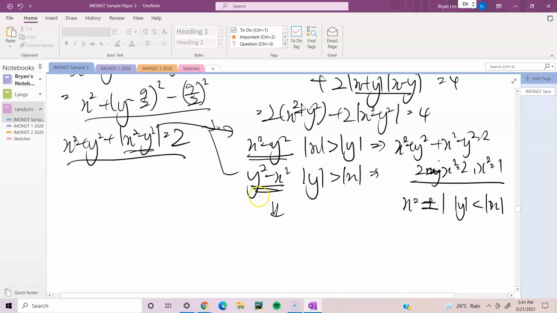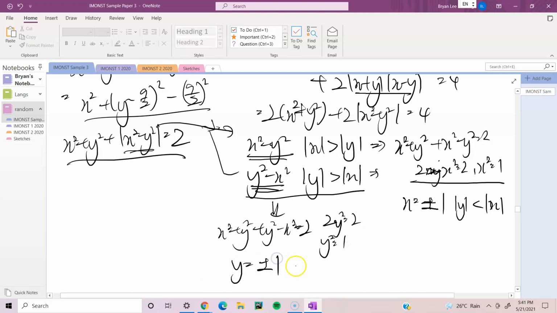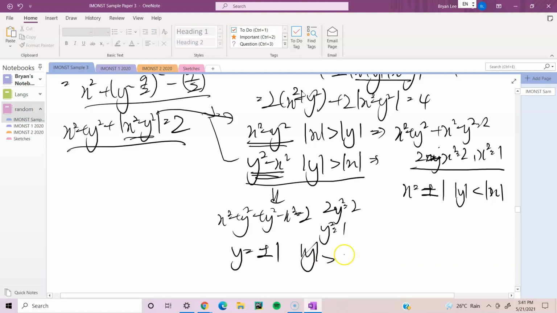And then the second one. If the absolute value of x squared minus y squared equals y squared minus x squared, it will give us x squared plus y squared minus x squared equals 2, which would give us 2y squared equals 2, y squared equals 1, then again y equals positive or negative 1. This time the absolute value of y, which is 1, is larger than the absolute value of x. So here it would be absolute value of y equal to 1, and then this one will be absolute value of x smaller than 1, right?